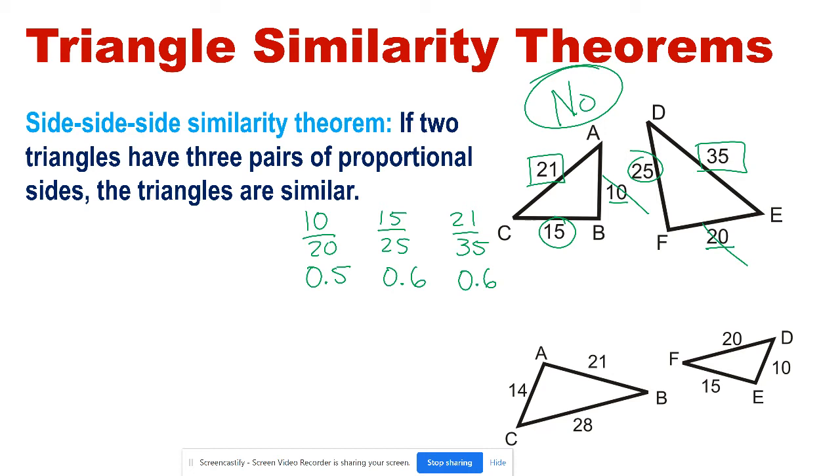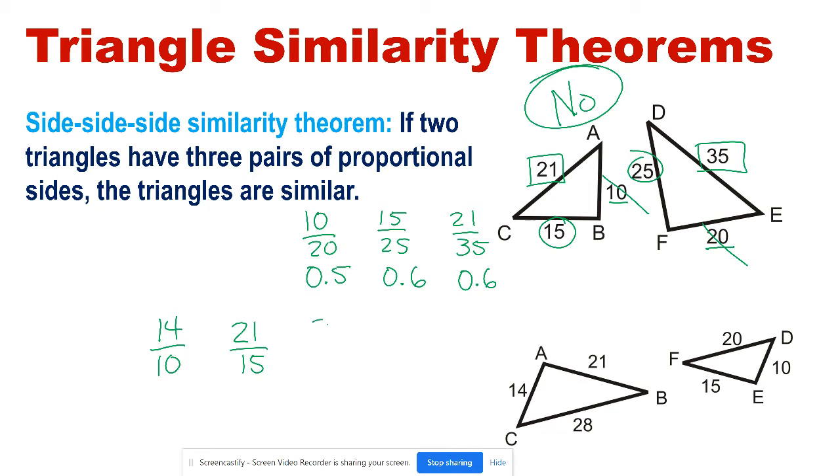Let's do the bottom set. Again, we're going to line these up the same way. Start with the smallest side, 14 and 10. And this time I'm going to put the 14 on top. You can do that as long as you're consistent. It doesn't matter which triangle's numbers you put on top. 21 is going to match up with the 15. And the 28 is going to match up with the 20.